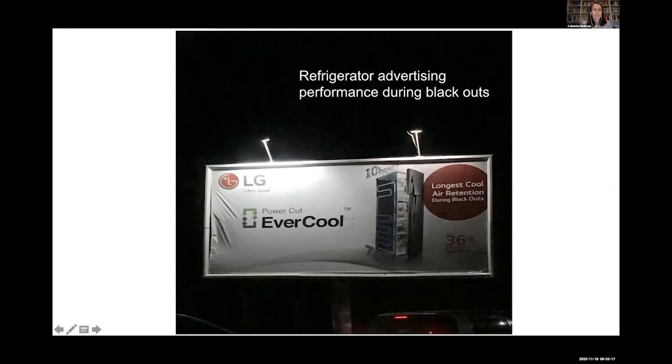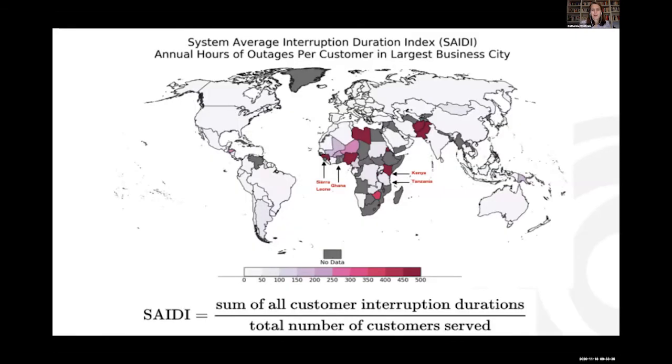So I think just a poignant example that reliability is front and center to how people think about consuming electricity and how people think about buying appliances and markets. So in order to think hard about reliability, as researchers, as policymakers, as utility companies, we need to have data on what that reliability looks like.